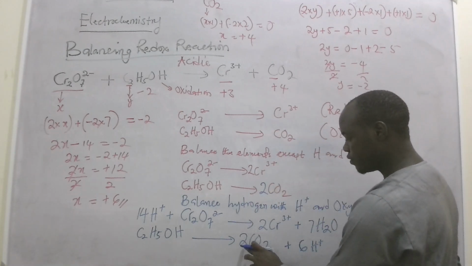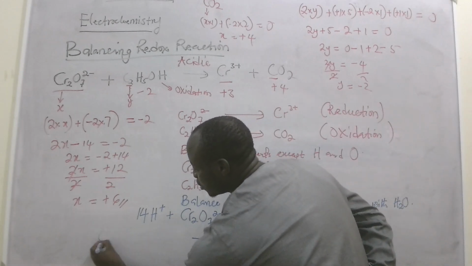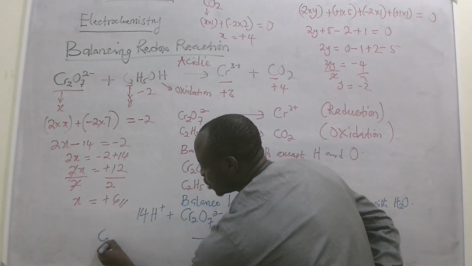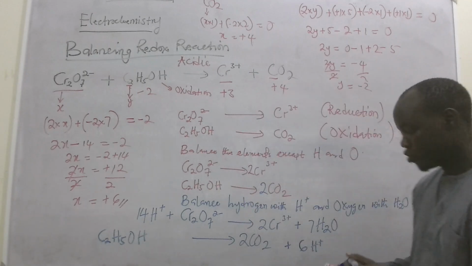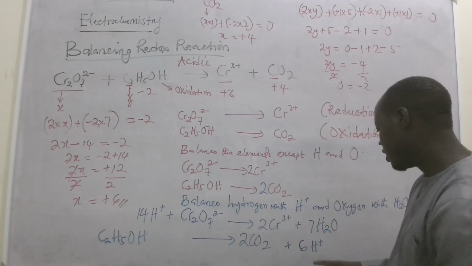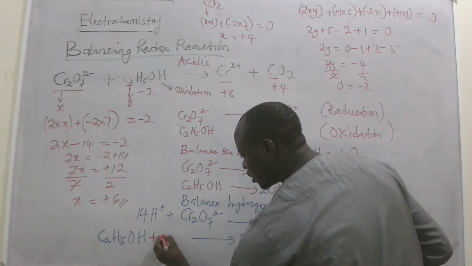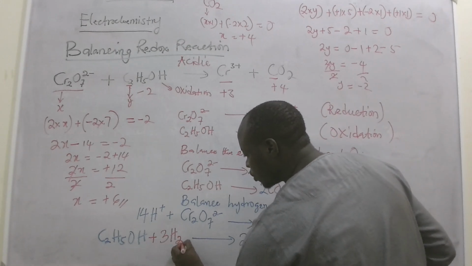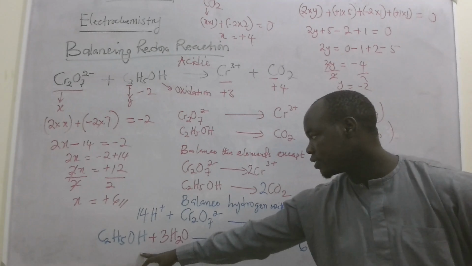Now here we have, okay, let me just put this one here. So we now have C2H5OH. Since we have 6 hydrogen here and we now add 6 hydrogen here, I think you can just simply add 3 molecules of water. Because the number of hydrogen that we have here is 6.